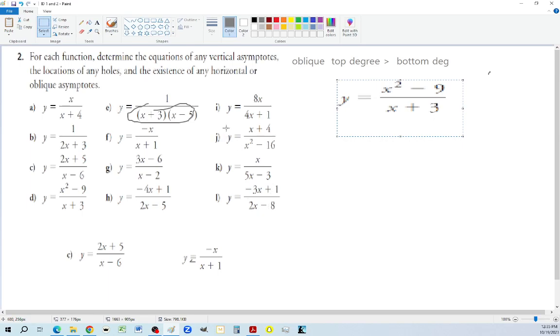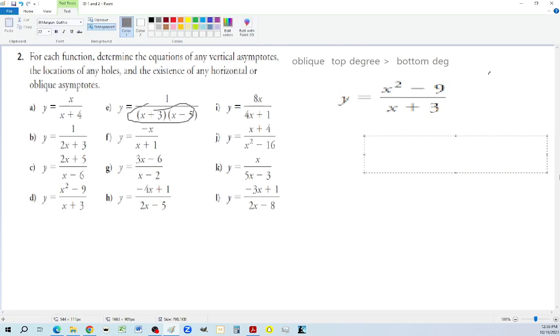Is that the only one they gave us? Yeah. Okay, so there's just one oblique. Notice that it factors on top to x minus 3, x plus 3. And that means the x plus 3's cancel out, which means there's a hole. There's a hole at x is equal to minus 3.